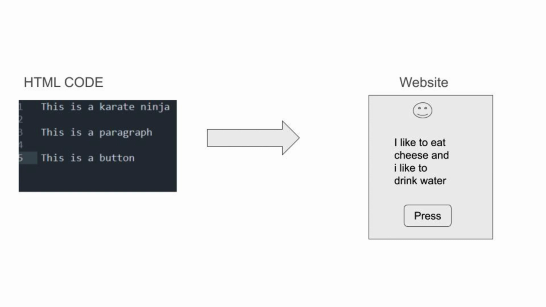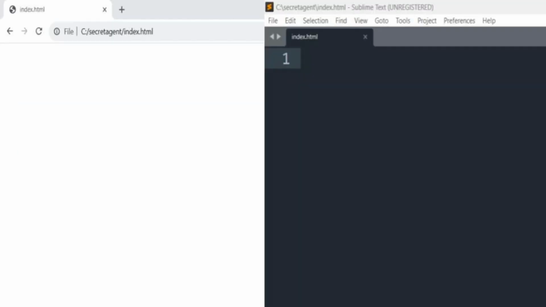We describe the content in our HTML file. Then the browser reads our HTML file and displays the given content. It's pretty magical. Let's get started coding. Just create a file and save it as index.html. Now we have our HTML file, so write our HTML code.